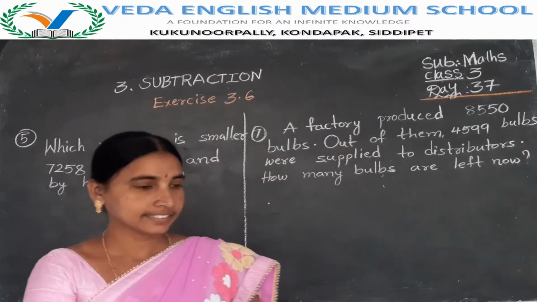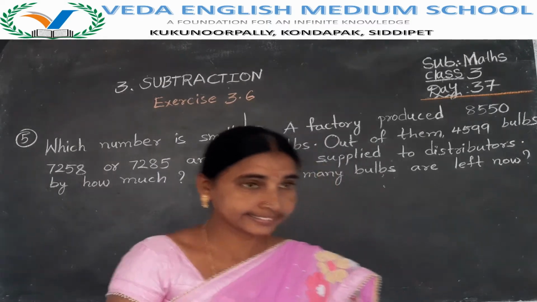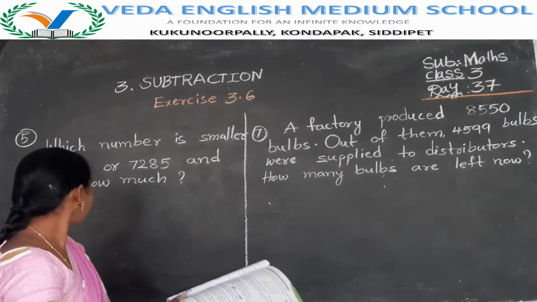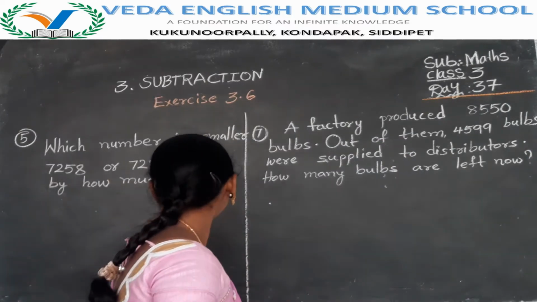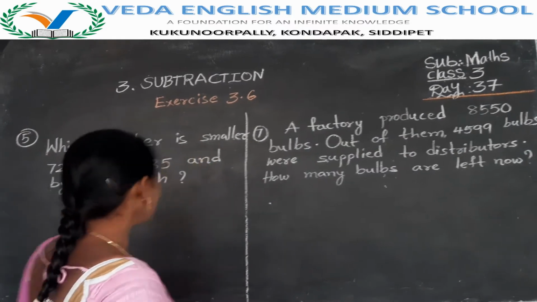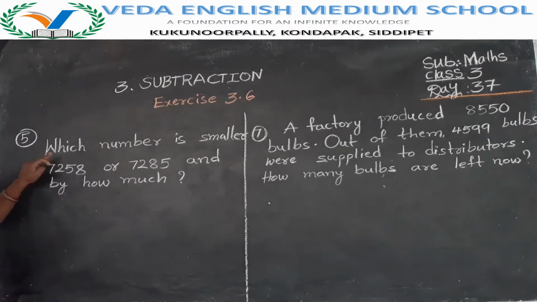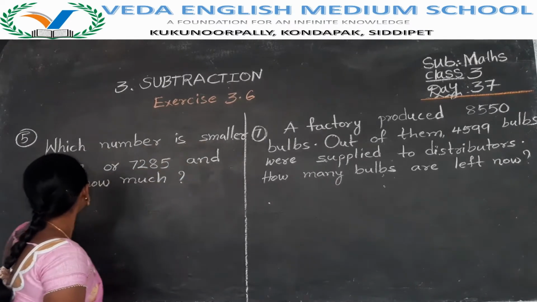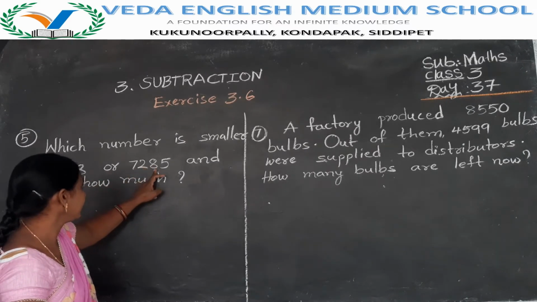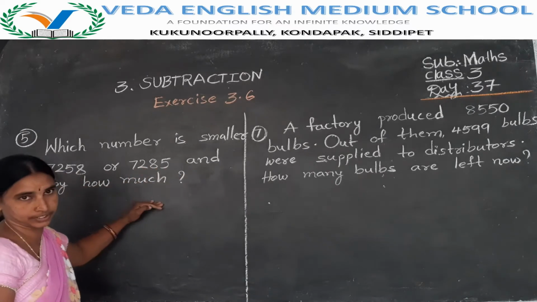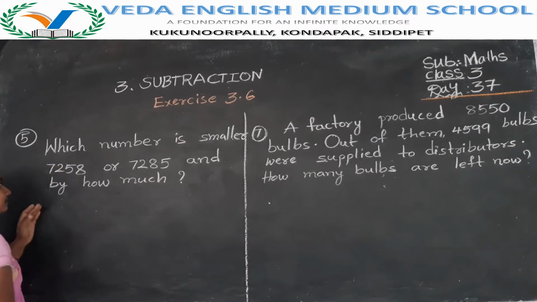In the previous class we learned about word problems in exercise 3.6, up to the 4th problem. Today is the 5th problem. Cinema. Which number is smaller, 7258 or 7285, and by how much?